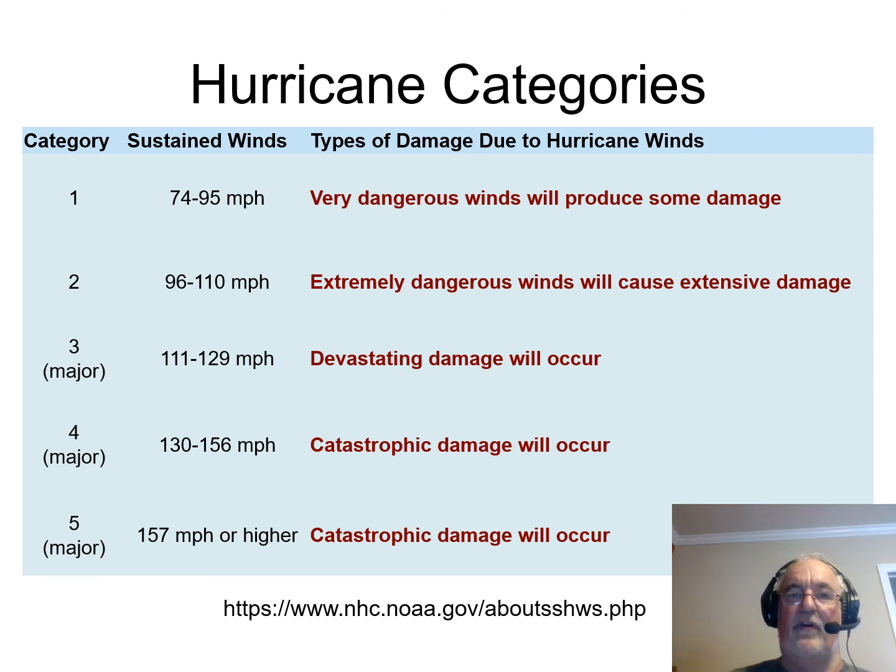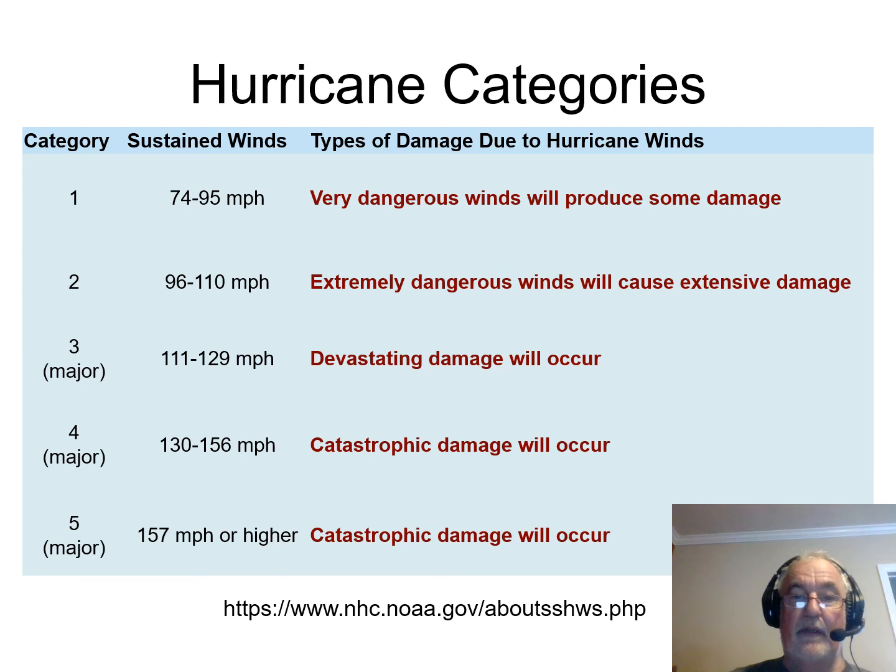I mentioned very early on that we have different categories from category 1 to category 5. Category 1 is just at the threshold of over 74 miles per hour, and these are dangerous enough storms. But as we get to category 2, 3, 4, 5, where the wind speed is increasing, we can see catastrophic damage as these storms come ashore to coastal communities.